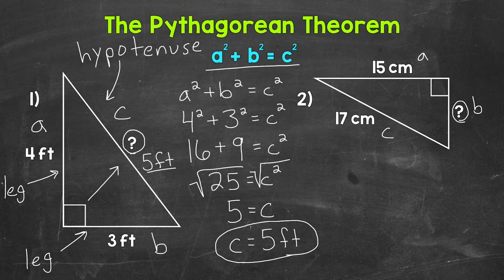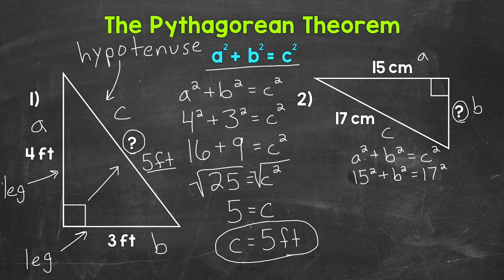Now we can plug in what we are given into the equation a squared plus b squared equals c squared and solve for the missing side length. So a squared plus b squared equals c squared. Well, we are given a 15 centimeters, so 15 centimeters squared plus b squared. We need to figure out what b is, so leave it as b squared, equals c squared. Well, c is 17 centimeters, so 17 centimeters squared.